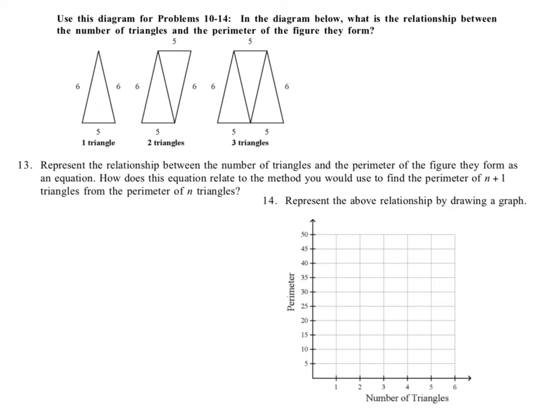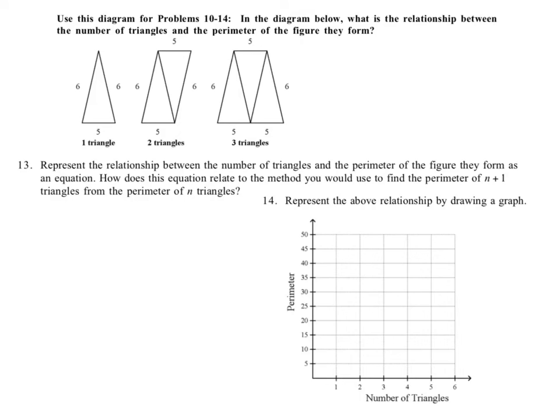Okay. Represent the relationship between the number of triangles and the perimeter. How does this equation relate to the method you'd use to find the perimeter of n plus 1 if you knew the perimeter of n? Well, remember, we're increasing by 5 every time. Every time you add another triangle on, we increase by 5.